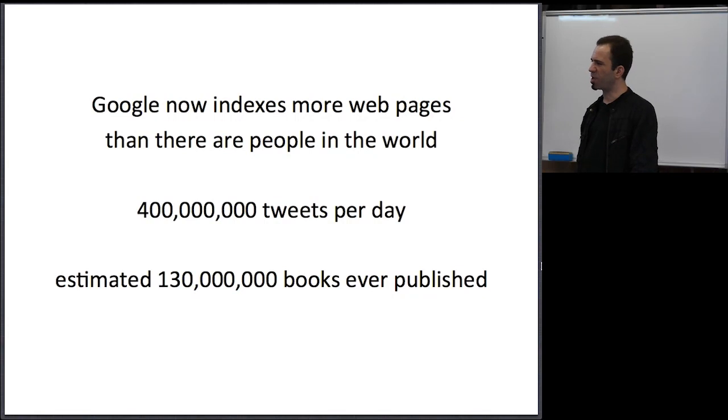And let's look at some comparative numbers here, right? So 130 million books ever. First of all, that's a huge number. Second, it's tiny compared to the web. By far, the web is the largest source of information that's ever existed. And it's not like 10 times bigger. It's like a million times bigger.